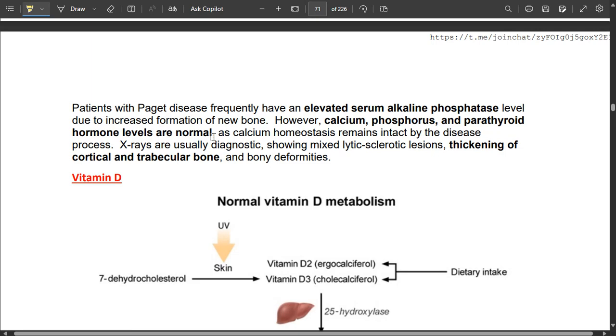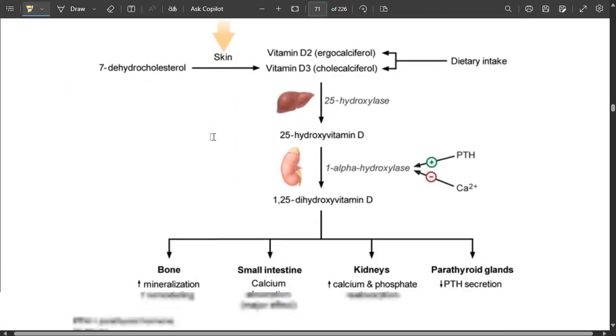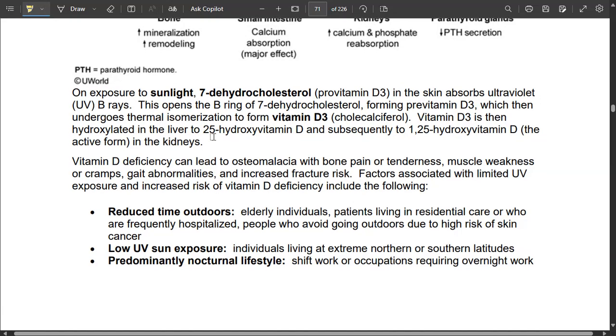X-rays are usually diagnostic, showing mixed lytic and sclerotic lesions, thickening of cortical and trabecular bone, and bone deformities. So vitamin D was already discussed.